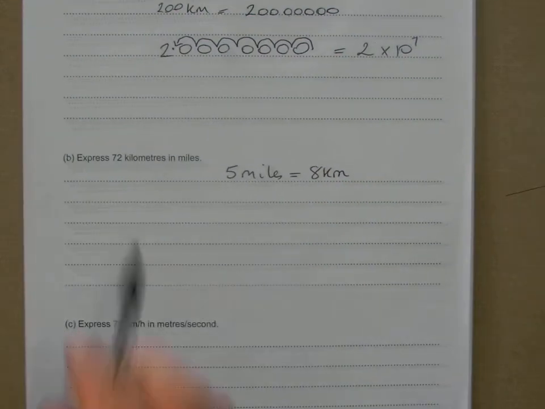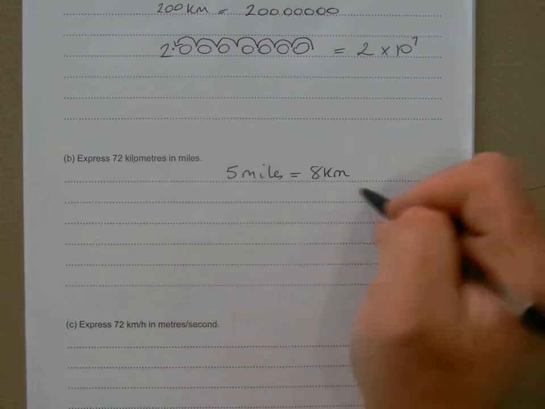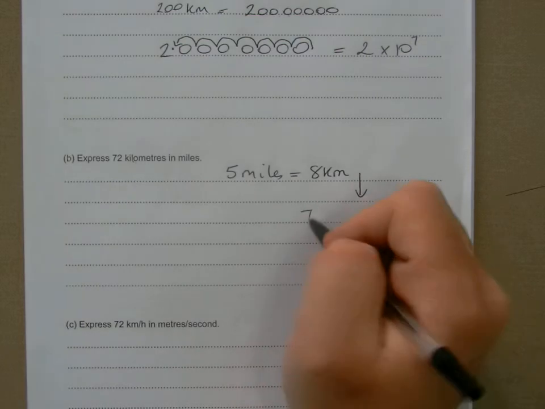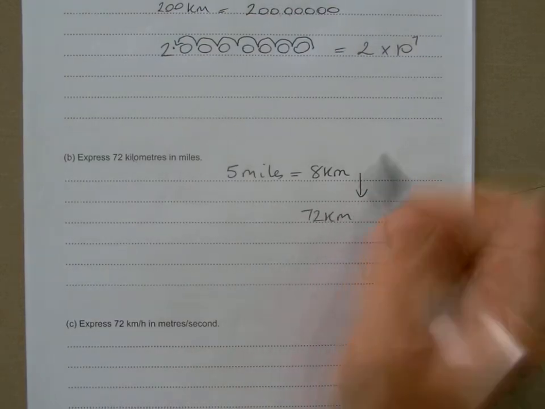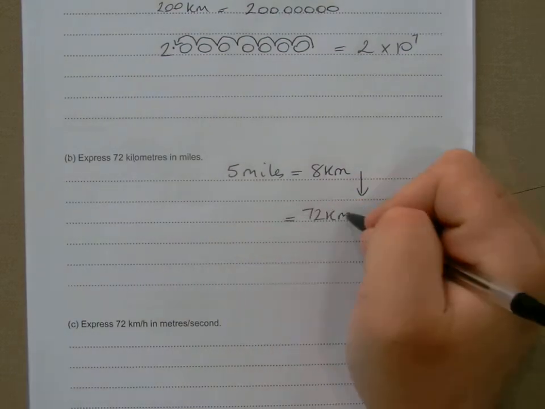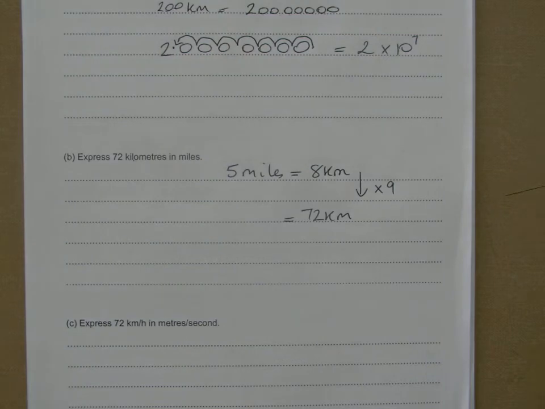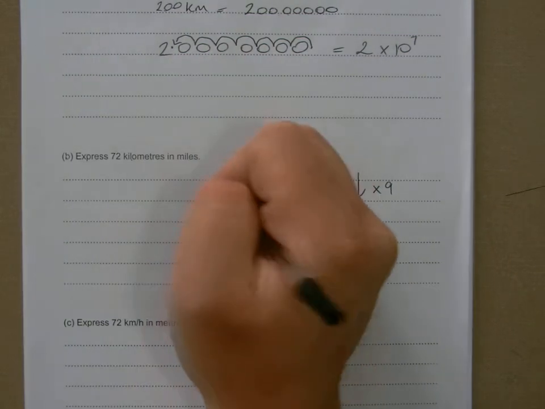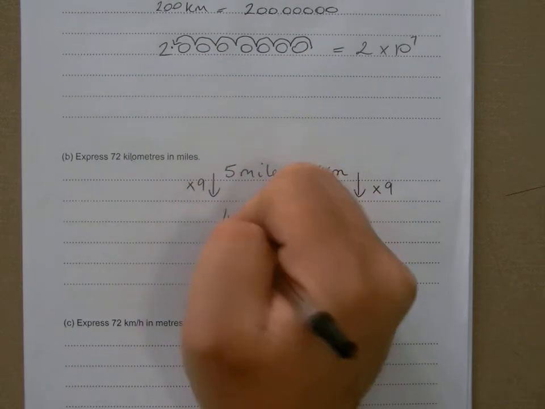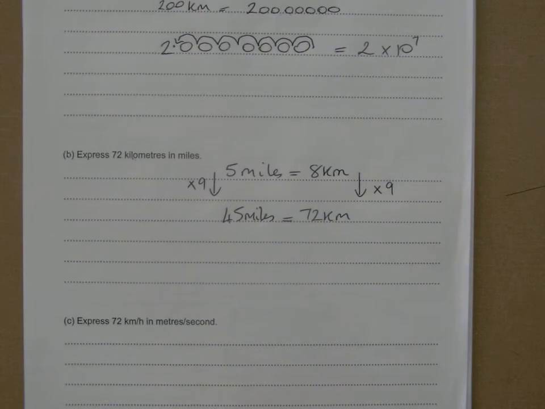And then we need to think, well, they want 72 kilometres, we've got 8 kilometres. Let's think, is it possible to scale that up? Can we change 8 into 72? And in fact, we can, can't we? Because 8 does go into 72. If I times it by 9, I get 72. So that means I've got to times the miles by 9 as well. And 5 times 9 is 45 miles. So 45 miles will be 72 kilometres.